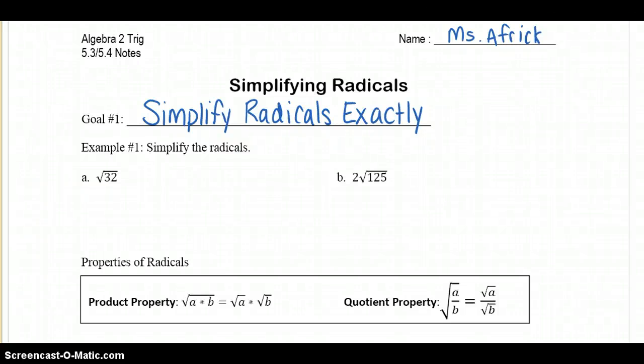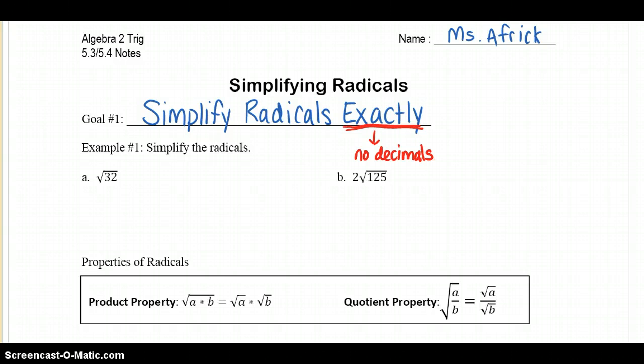Everyone, this is Miss Afric here, and today we're going to be talking about simplifying radicals. And that's actually going to be our first goal too, so go ahead and copy that down on your notes. That goal number 1 is going to be to simplify radicals exactly. Okay, now be careful about this last word, exactly. What that means is we do not want decimals. No decimals. Unless it says specifically to approximate, we do not want decimals.